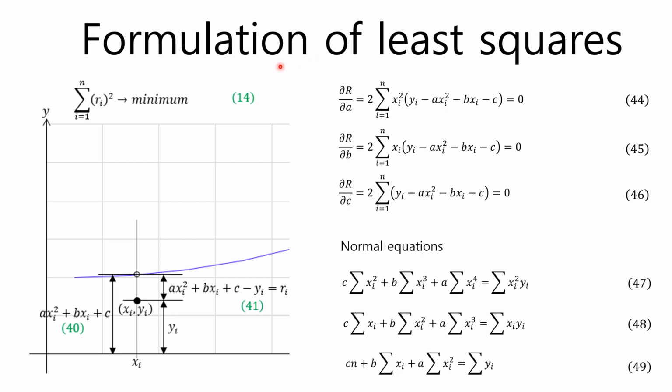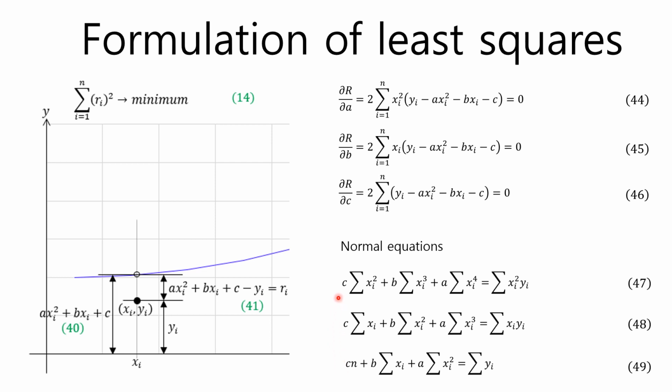Now, we can formulate the equations for least squares regression. By solving and rearranging the sigma functions of equation 44, equation 45, and equation 46 derived earlier, equation 47, equation 48, and equation 49 can be obtained. Since a, b, and c are unknowns and there are three equations, the coefficient values a, b, and c of the system function can be obtained by solving these three equations.